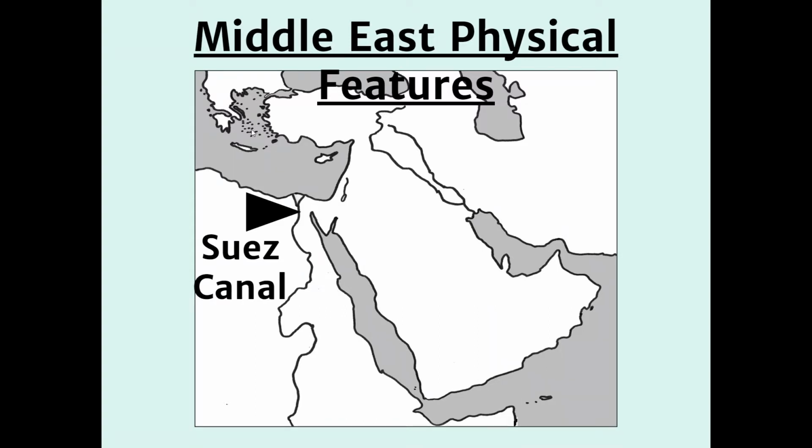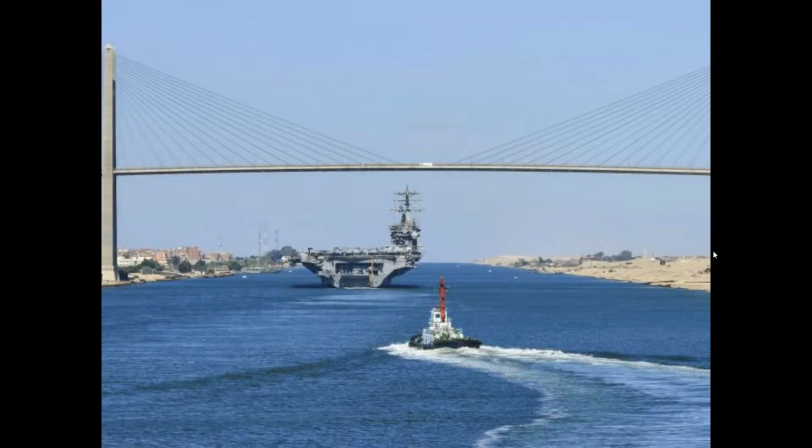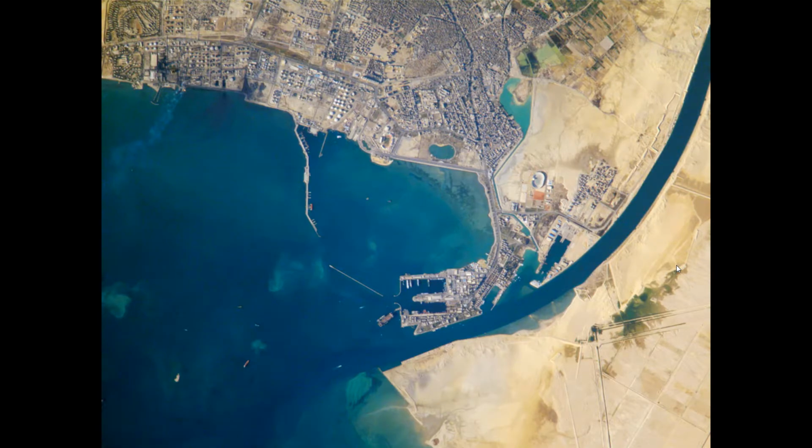So if someone wanted to ship things from Greece over to Iran, they would have used to had to go all the way around Africa. And now they can just go straight through that canal. And here you can see some pictures of ships going through that canal. And here you can see a picture of the canal from up above.